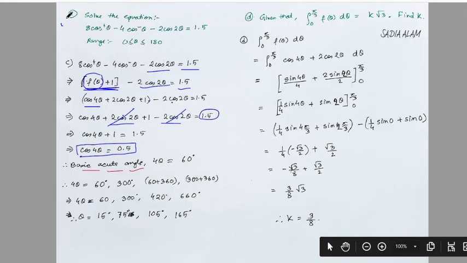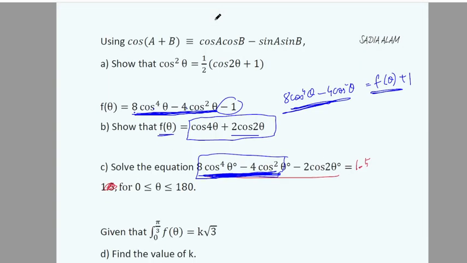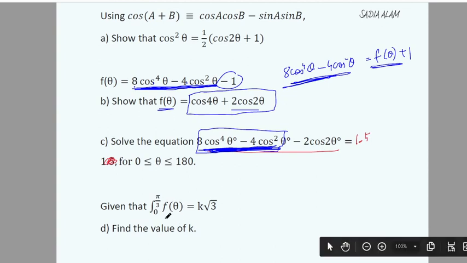So that's part C. Then for part D, we need to integrate f of theta. The limits are given, and this one equals k root 3. So you need to solve this and get the result, then you can compare their given value with your one. So let me start with the left side of the equation.